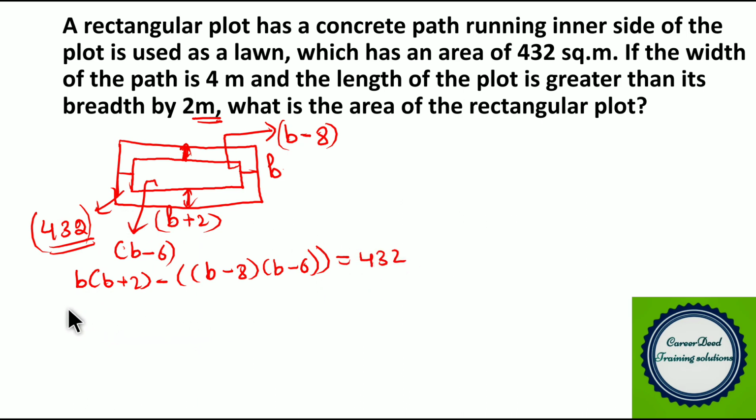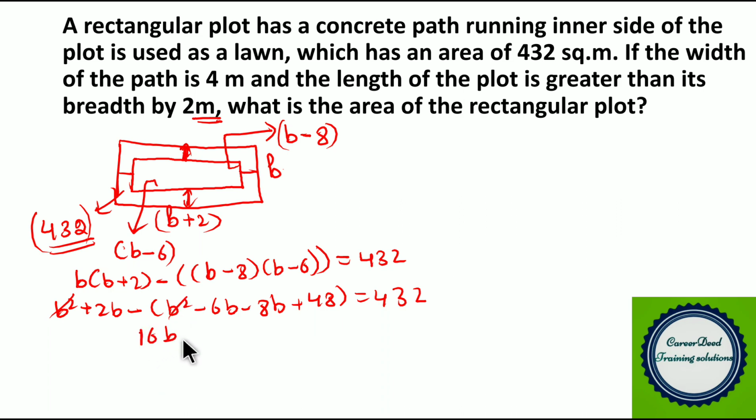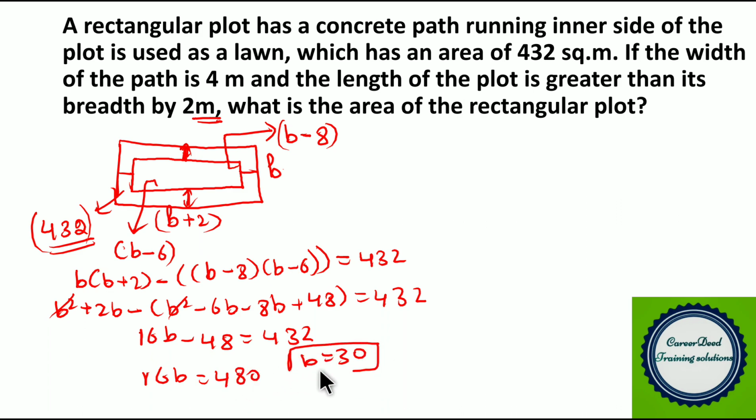While solving we get B square plus 2B minus B square minus 6B minus 8B plus 6 into 8, 48, equivalent to 432. Now cancel it: B square and minus B square cancel. So you are left with 16B minus 48 equivalent to 432. So 16B is equivalent to 480, so breadth is equivalent to 30. Now if breadth is 30, what is the length? Length is 32.